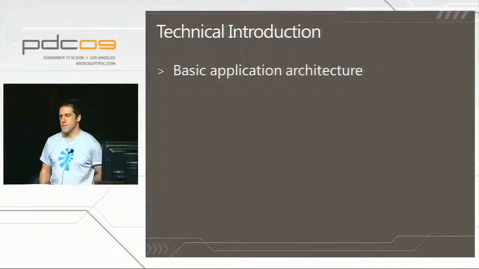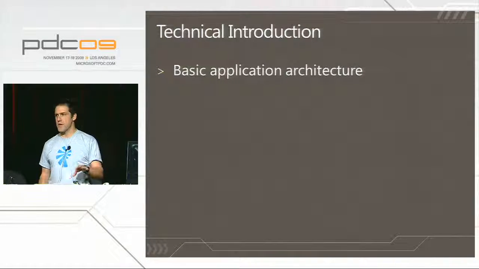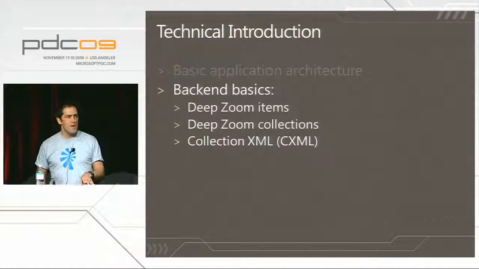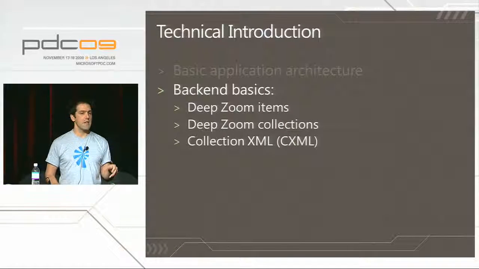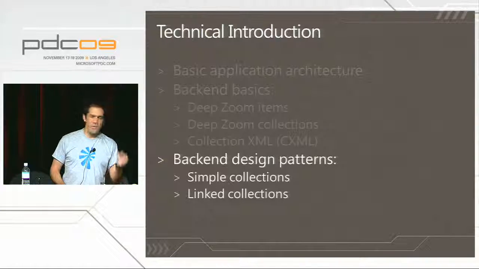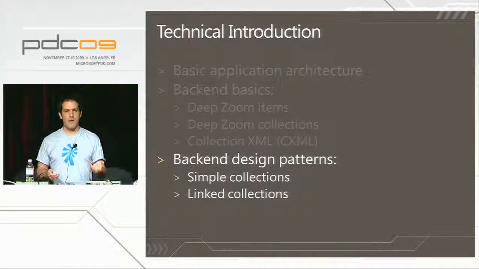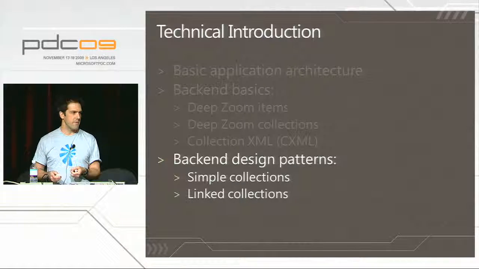Technically, it's actually a pretty simple architecture, but I'm going to explain this in about three different chunks. First, we're going to talk about the basic application architecture of the client itself. We're going to go into some details around deep zoom items, deep zoom collections, and a form of XML that we refer to as collection XML. We'll then take a look at some design patterns for different types of architectures, and this will touch on the question of where the data came from.